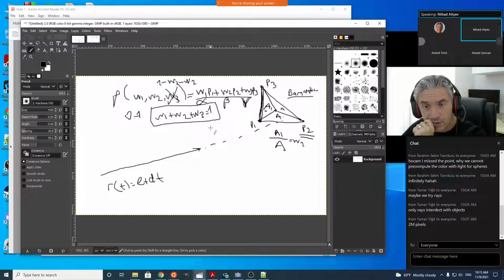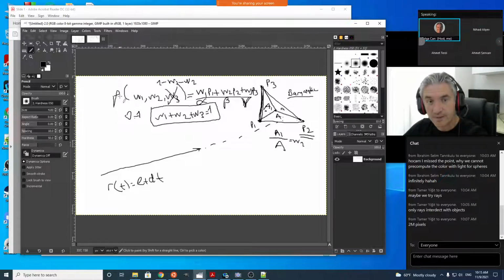What is the range of this P? This is like a parametric equation. It will give us a point, and the range of P is the points within the triangle's inside area.